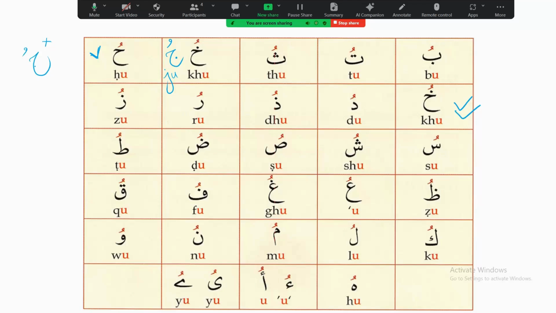Khudu, zuru, zu, ru, zu, khudu, zuru, zu, like this. The next row is su, shu, su, lu, tu, su, shu, su, lu, tu. The first two being the light alphabets, which is Sin, and then we have Sheen. The last three are heavy, Sod, Dod, and Taa.